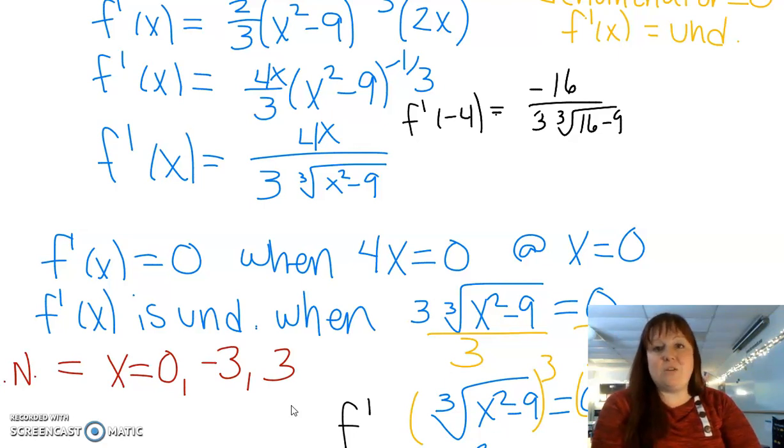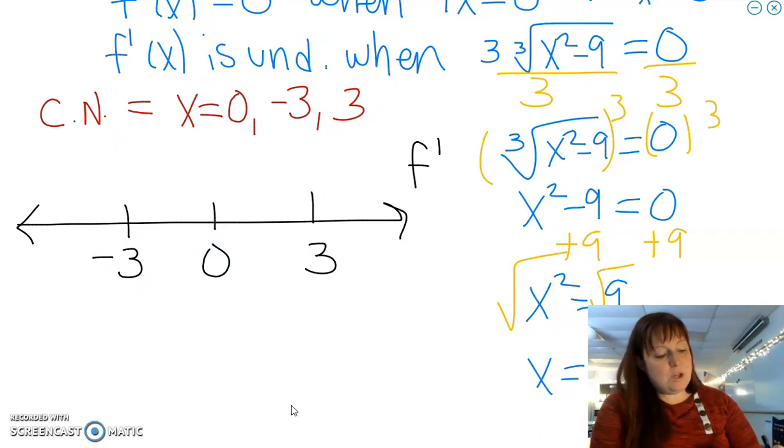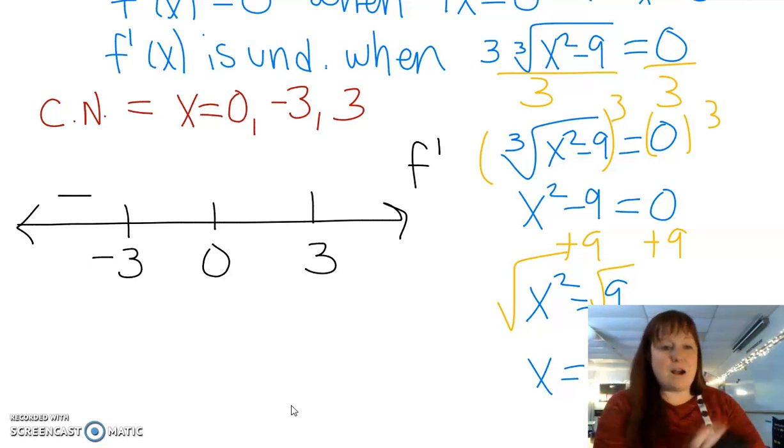I really don't care about the value. So we look and we have a negative on top, and this on the bottom is going to be positive because 16 minus 9 is bigger than 9, or 16 is bigger than 9, so that's going to be positive. So we have negative on top, positive on bottom. So I know that below negative 3, f prime is not positive, is negative, because we have negative on top, positive on bottom. So f prime is negative when it's smaller than negative 3.